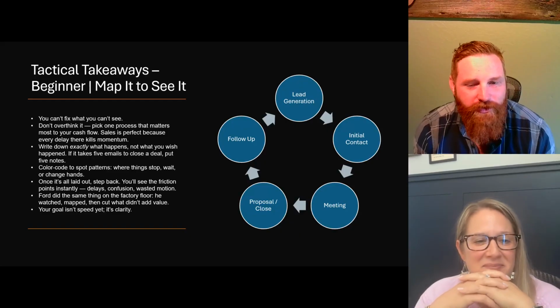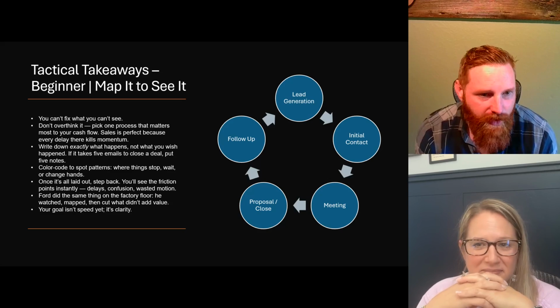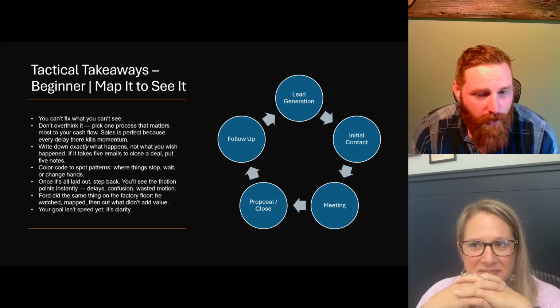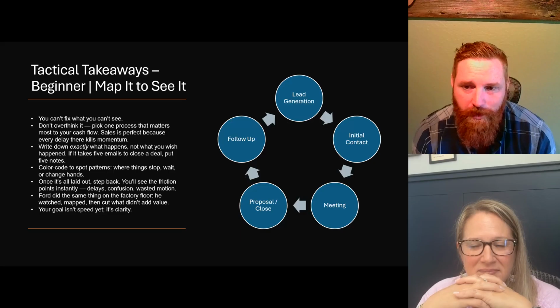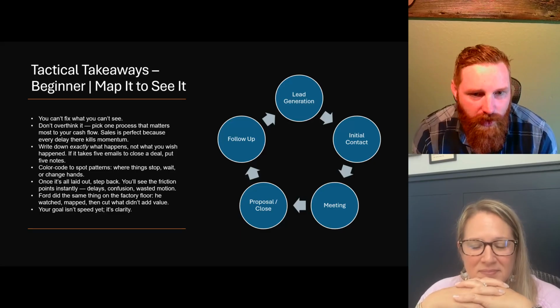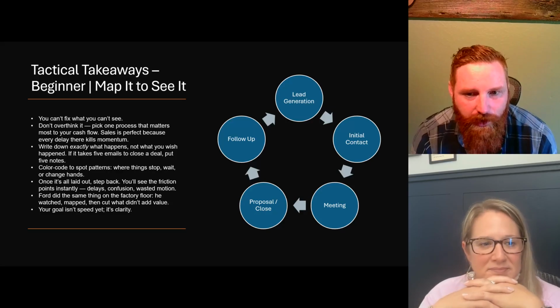All right, so the tactical takeaways. This is how we actually start building a process flowchart. Going back over it, the reason you do this is because you can't fix what you can't see. So if you start mapping everything out, then you can see where everything lands and what's taking up the most time.